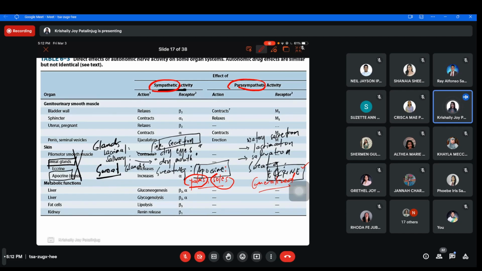And very important, no, yung sweating sa katawan. Very important yan. Kasi 'di ba ang sweating in the body, important yan to maintain body temperature. Sulat nyo ha. Importante yan for thermoregulation.